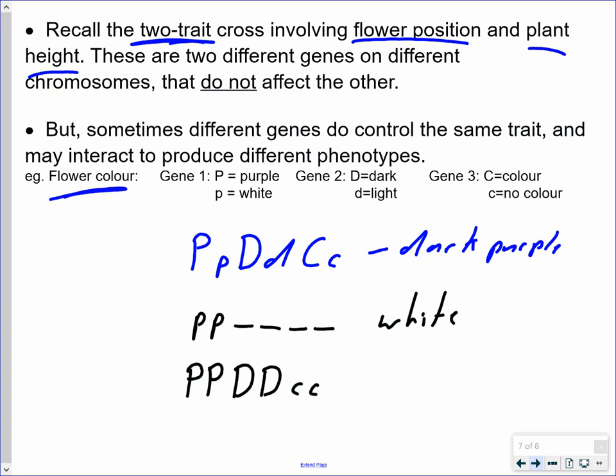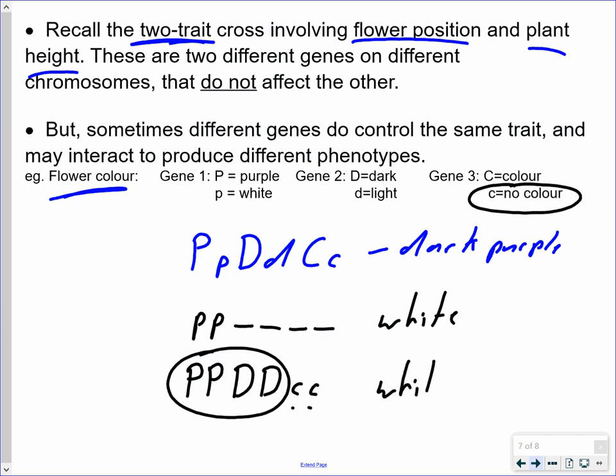In other words, that gene for the pigmentation, the purple pigmentation, is going to be blocked if there is no capital C. So no color is recessive, but if there are 2 lowercase c's, it doesn't matter what the instructions are for the other two genes. This one is also going to end up being white in color.